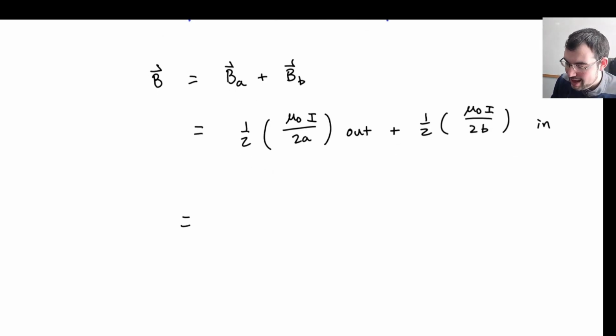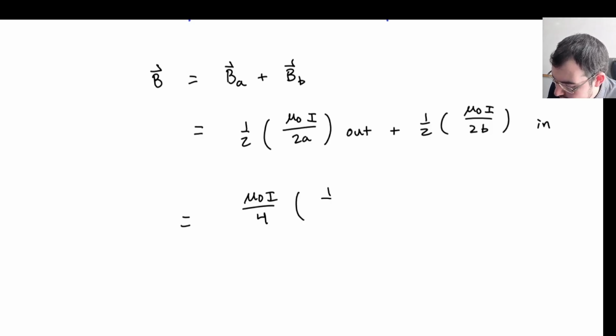And now we see that everybody has a mu naught and a 1 over 4 when I put the 1/2 in that denominator. So this just gives mu naught I over 4, and then 1 over A minus 1 over B. That's going to be an out of the page field.